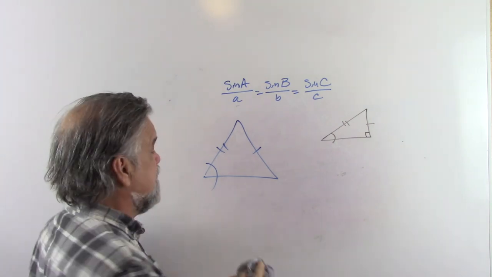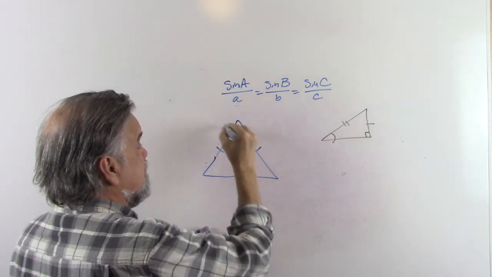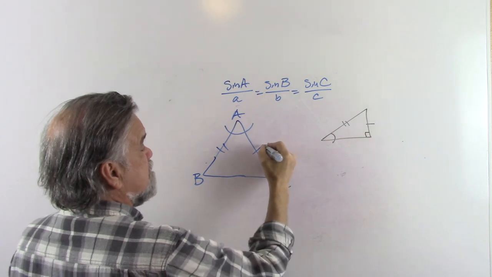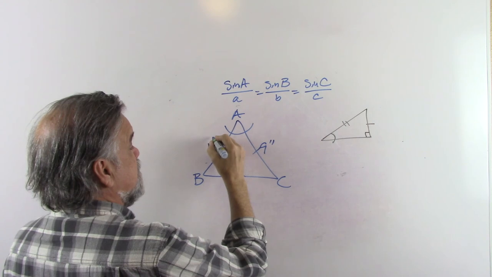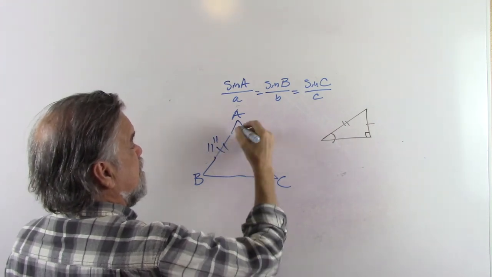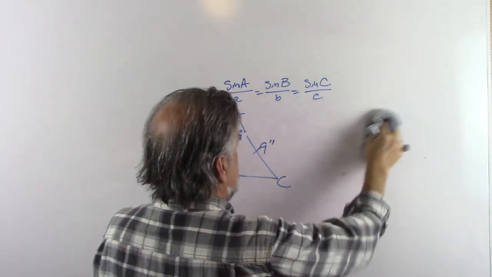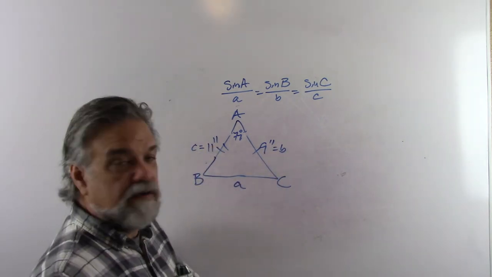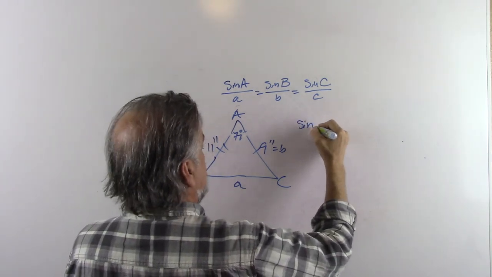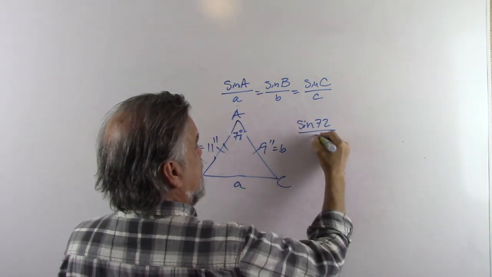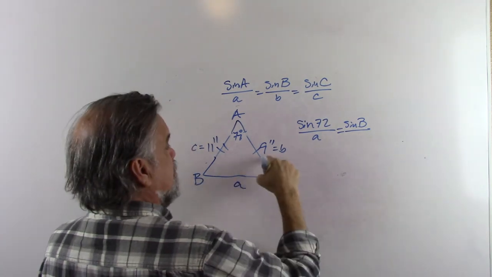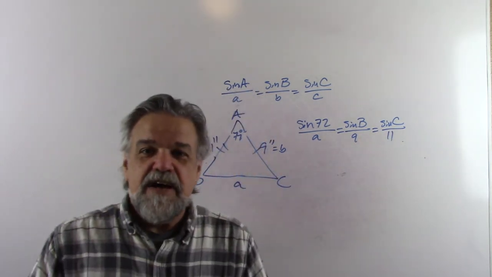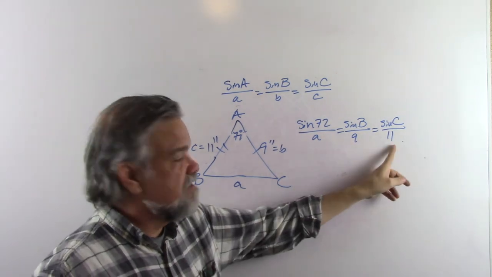Now, there's one case that we haven't looked at yet, and that is, what if you have two sides and the included angle, okay? So let's say we have A, B, and C here, and we know that this side is 9 inches, this side is 11 inches, and this angle right here is 72 degrees. Well, then setting up my fractions, I would get the sine of 72 over A equals the sine of B over 9 equals the sine of C over 11. And now I have a problem because none of these fractions is complete.